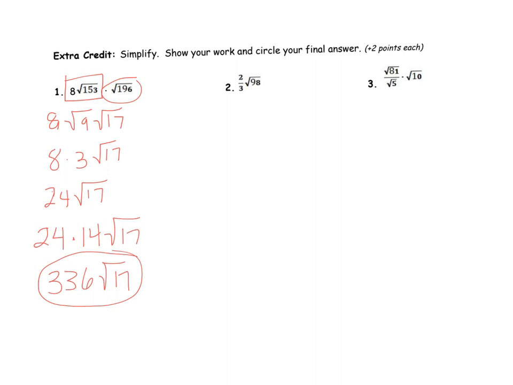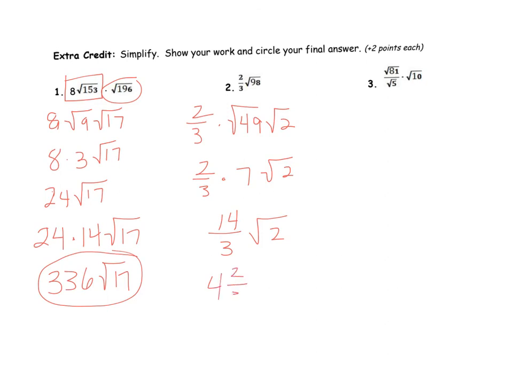Number 2, 98. I had to find the largest perfect square, and I got 49, so this is going to be 2/3 times the square root of 49 and root 2. Square root of 49 is 7, so I'd have 2/3 times 7 root 2. And 2/3 times 7 is going to be 14/3 root 2, or if you wanted to write it as a mixed number, that would be 4 2/3 root 2. So either one of these I would accept.